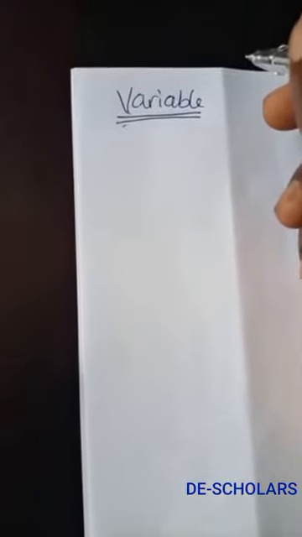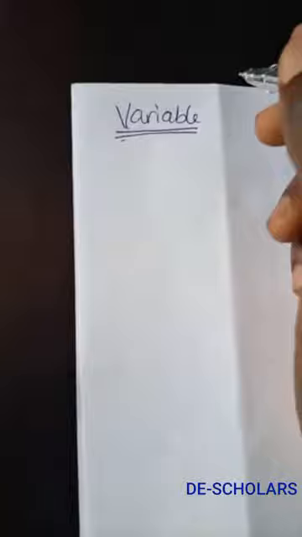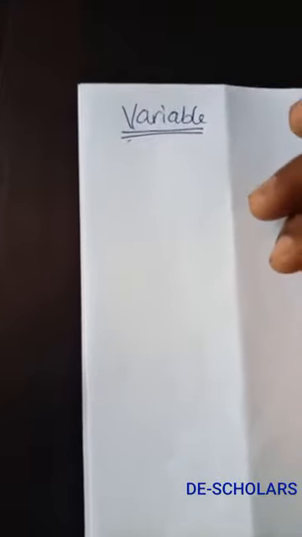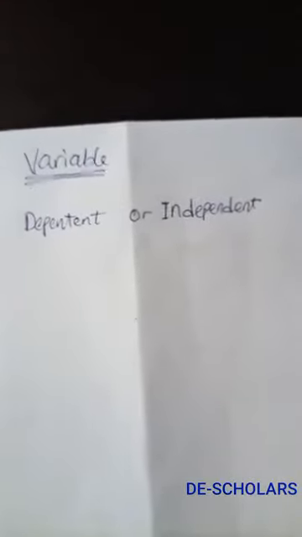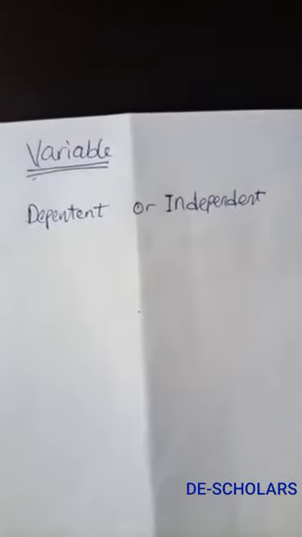Variables. A variable is an event or occurrence that takes two or more values. Examples of variables can be sex, age, class, scores, price, quantity, and weight. A variable can be dependent or independent. The dependent variables are explicandum, while the independent variables are explicants.